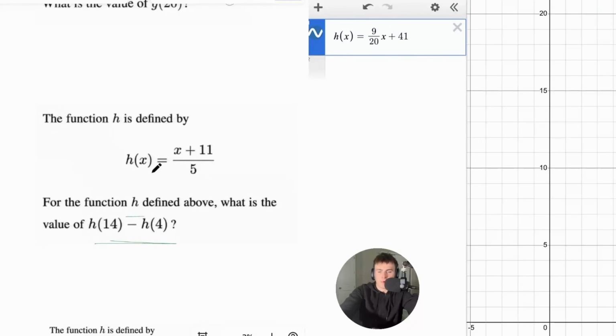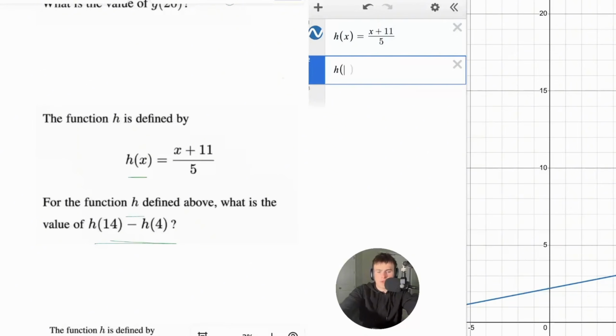h of 14 minus h of 4, and we're given h of x, right? So it's literally to say h of x equals x plus 11 over 5, and then just do h of 14 minus h of 4. So therefore the answer is just 2. That's it. No logic needed whatsoever. You just literally type the equation in and then type in whatever they ask you for on the next line.